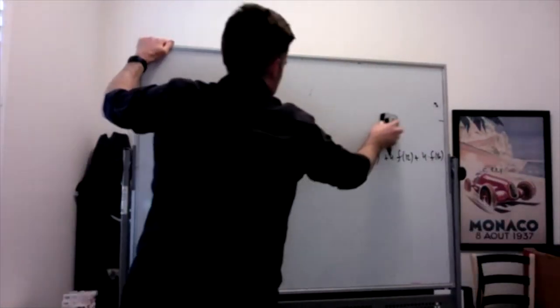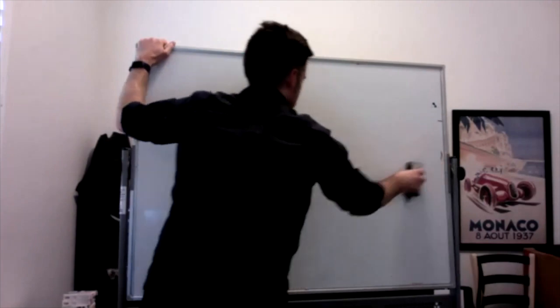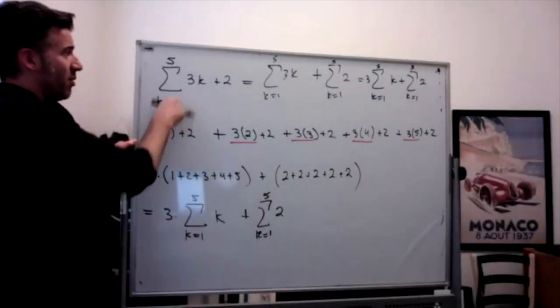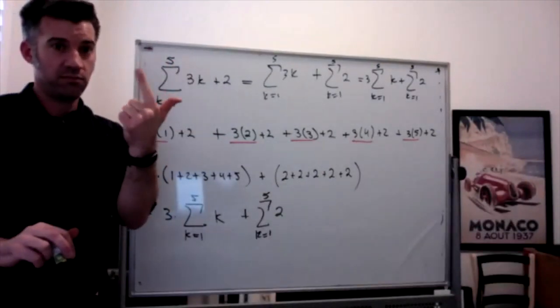James, I have a quick question. Go ahead. So how did you know that we had to get 5 numbers? Like, why 5? Because we're starting at 1 and we're ending at 5. Oh, I didn't see. Yeah, of course.